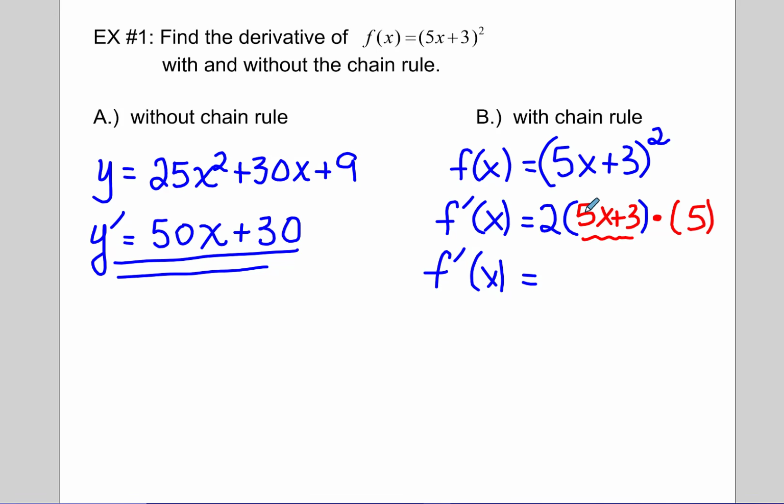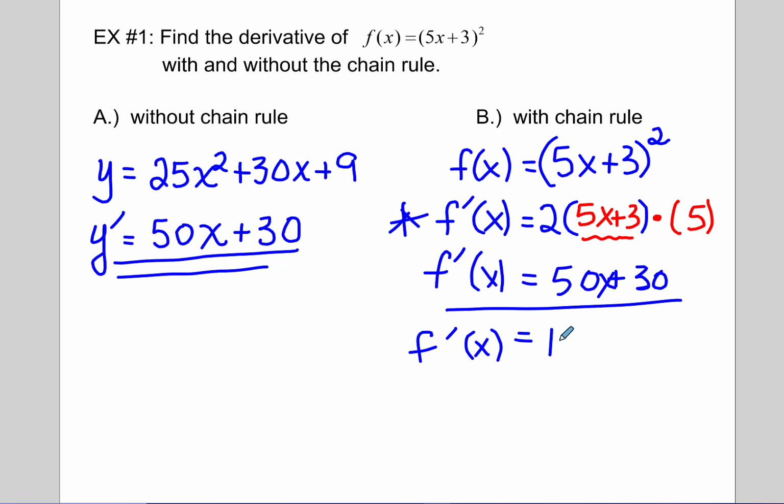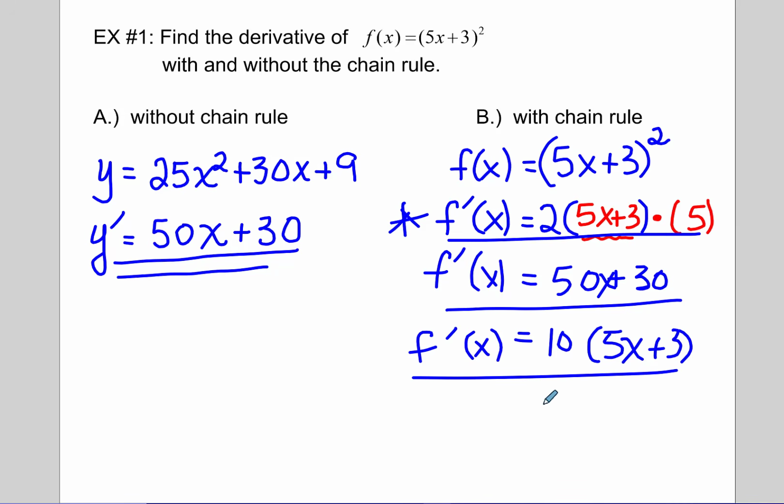We've got 10 times 5, and then 10 times 3, so 50x plus 30. Or if you wanted to leave it back here, perfectly okay to do that in AP Calc. If you wanted to regroup and keep it factored, that's perfectly fine as well. So any of these three would be perfectly acceptable.